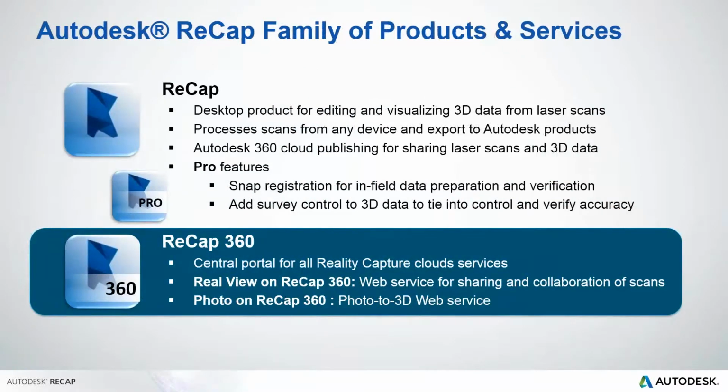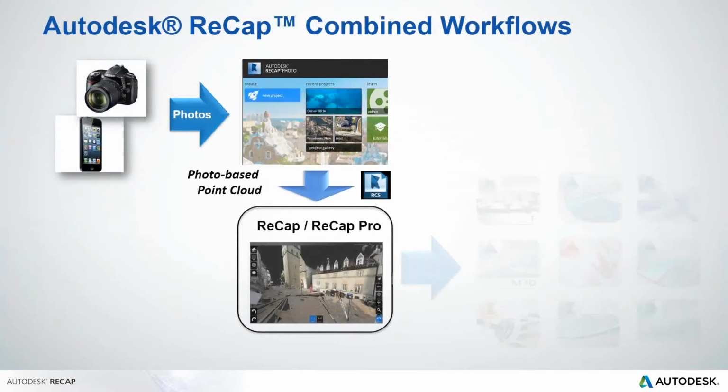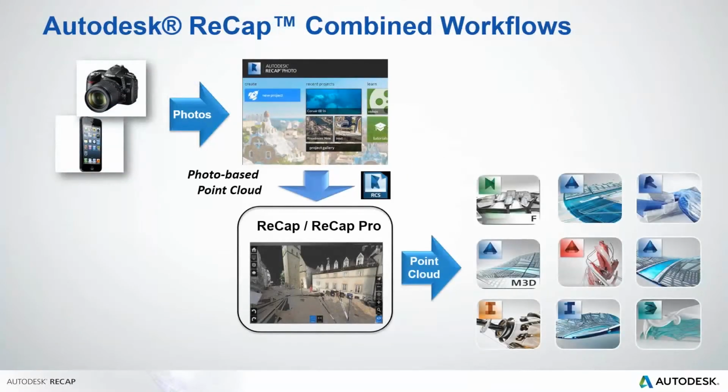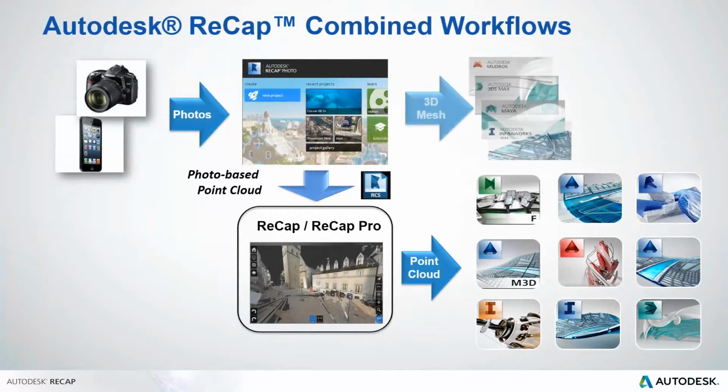The other version here, ReCap 360, is the web portal. This again allows you to view laser scans online, but it also allows you to upload two-dimensional photography. That photography is then worked on online in Autodesk's cloud service, and it creates either a point cloud or a mesh depending on what you've asked it to do. Those point clouds can then be brought into things like Revit, Max, Inventor, and InfraWorks, and you can also work with the 3D mesh in many other tools.